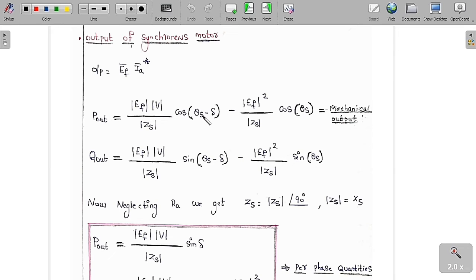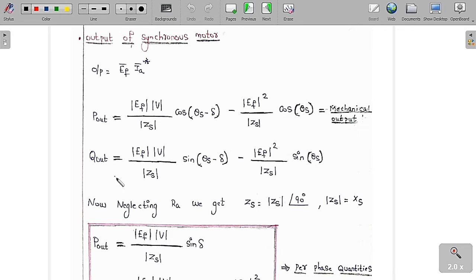Then finally you are going to get in this format, which is called the per phase active power output, equal to mod of EF into mod of V by mod of ZS cos of theta S minus delta, minus mod of EF whole square by mod of ZS cos of theta S. It is called the mechanical output power. It is a per phase mechanical output power, because of this power only it is going to give the rotation of the shaft.